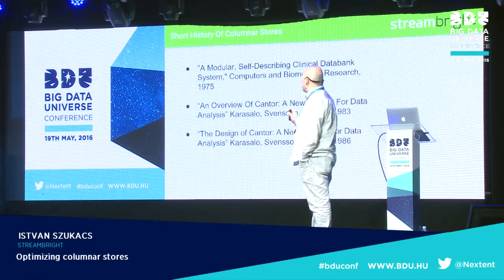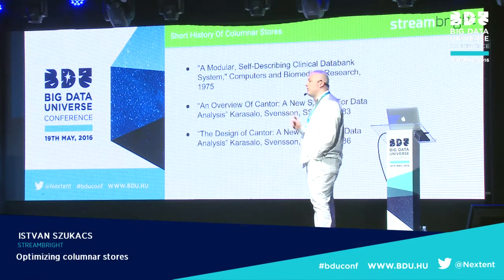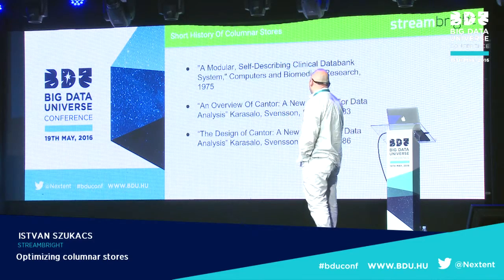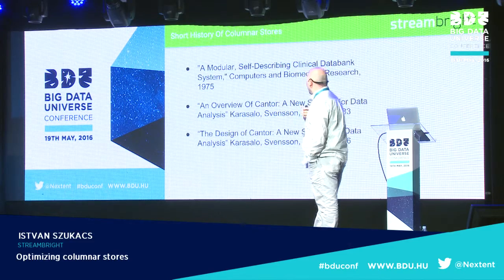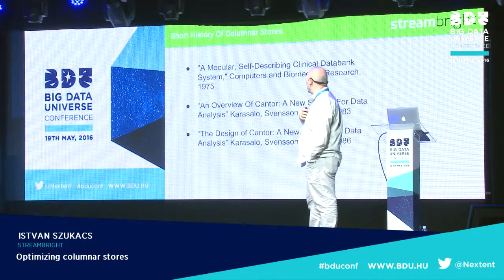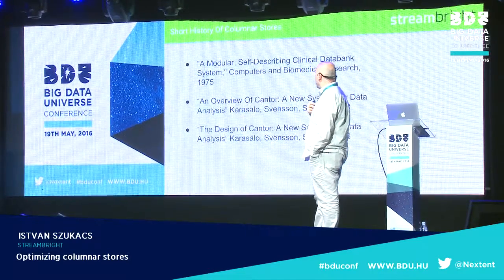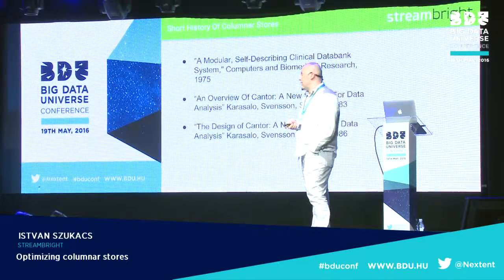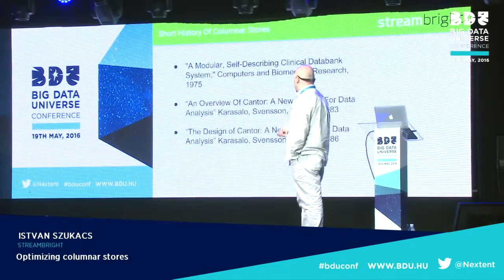Anyways, the short history of columnar stores. It's quite an old technology. The first designs of these systems were in 1975, and in 1983 and 1986. The first one is for a healthcare company or a biomedical research company. The second and the third one were developed by the defense forces of Sweden, actually. They wanted to store some data and wanted to read it really fast.